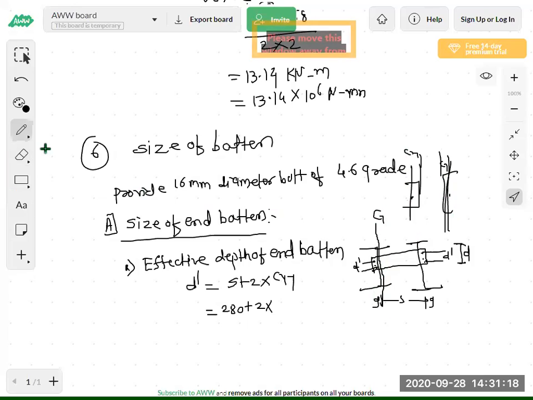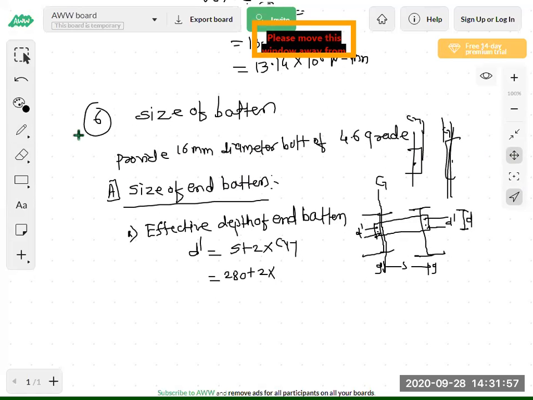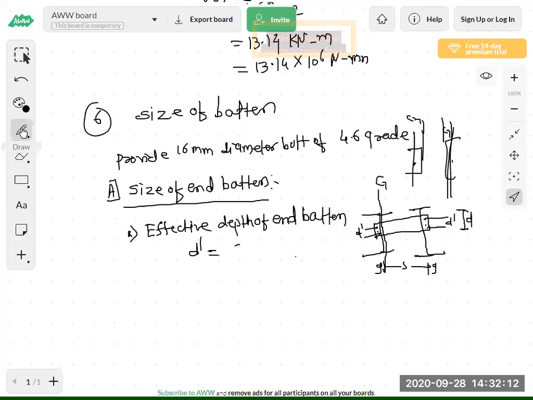So here, 2 into CYY. CYY will not be there, so we can use here directly S instead of CYY, because this is not applicable for I section.